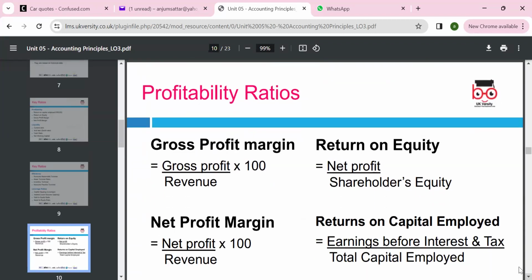Profitability ratios. I'll give you a separate formula sheet we can use. Other formulas are given in these slides as well. You can pick a few and we can use them. Gross profit divided by revenue times 100. So we can find the margin.